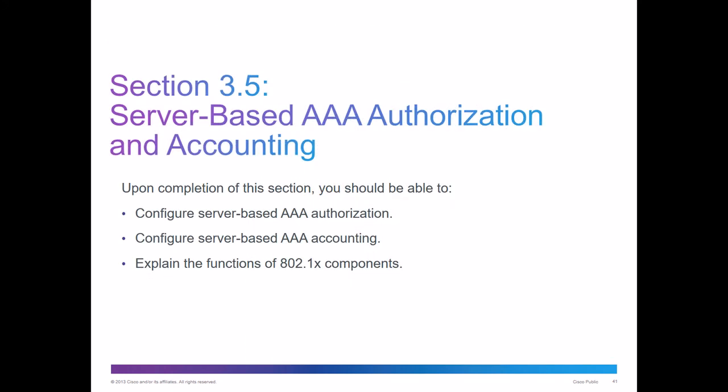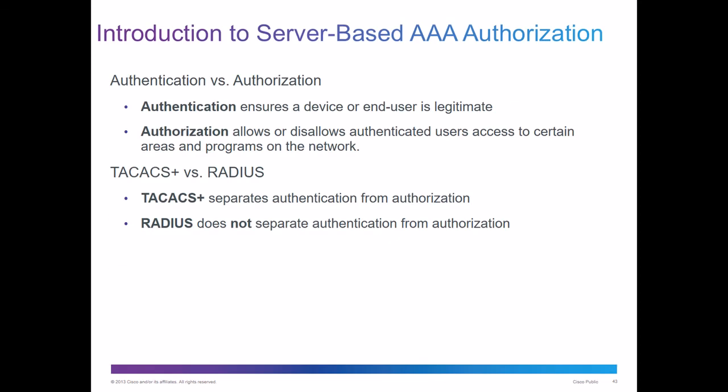All right, so let's take a look at authorization and accounting. Pretty straightforward. I think that's even easier. Okay, so please write these down right up here, all of this, because I want to make sure you understand, even though I think we wrote it a little bit. I told you to do it in the very beginning, but now it's a little bit more detailed. So authentication ensures the device or end user is legit. Authorization allows or disallows authenticated users access to certain areas and programs on the network, the resources really.